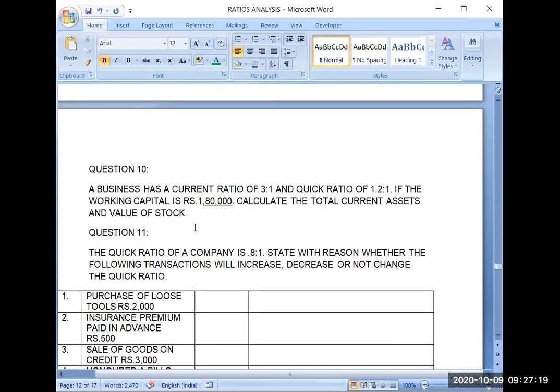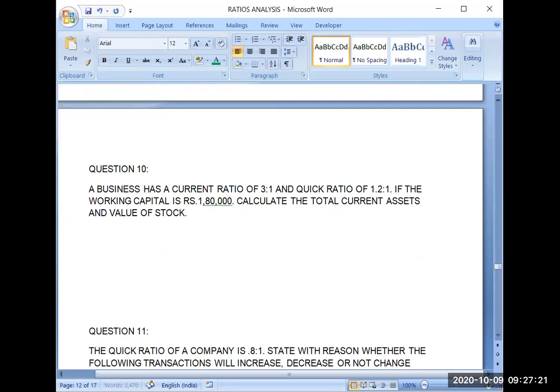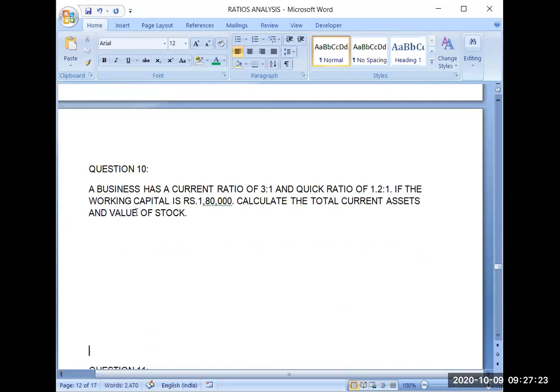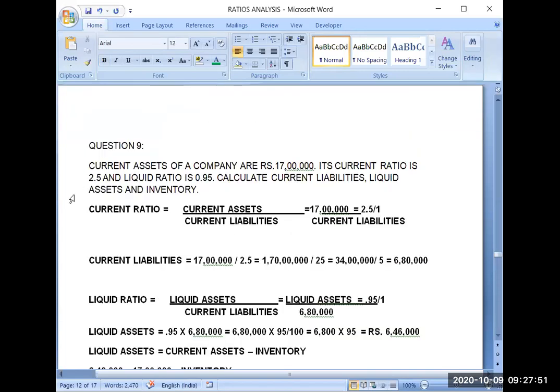Now coming to the next question. A business has a current ratio of 3:1 and quick ratio of 1.2:1. This time current ratio is also given and quick ratio is given. If the working capital is rupees 1,80,000, calculate the total current assets and value of stock. So now first we will try to use the information what is given in the question.